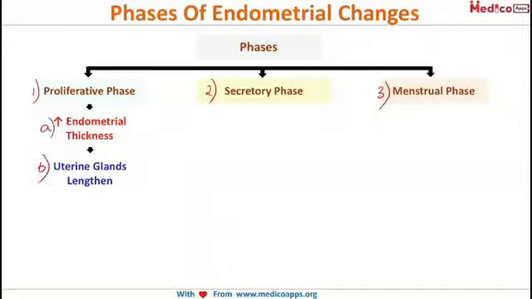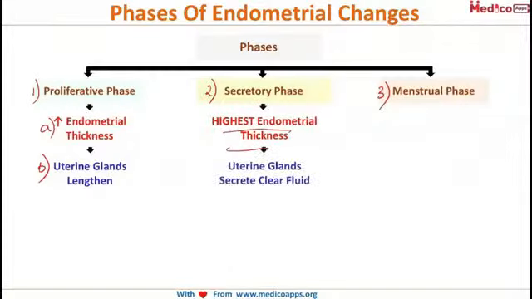Next, the secretory phase, here the endometrial thickness is the highest, okay? And the uterine glands secrete clear fluid, okay? Now, when there is no fertilization occurring, we know that it will proceed to the menstrual phase. What happens here? Yes, there is a shedding of the endometrium. However, what you have to remember for the exam is only the superficial 2/3 of the endometrium is shed, okay?